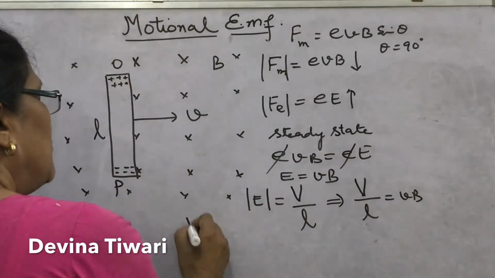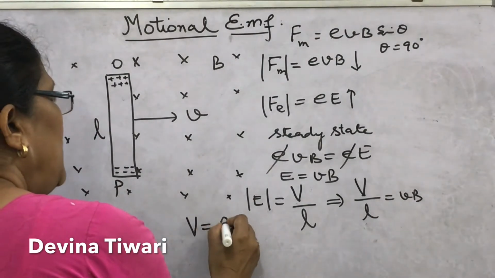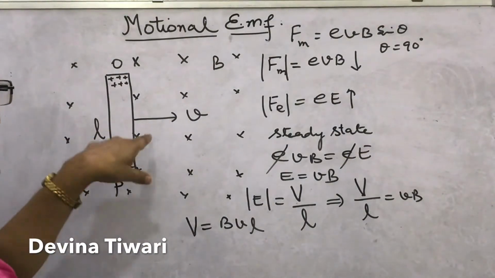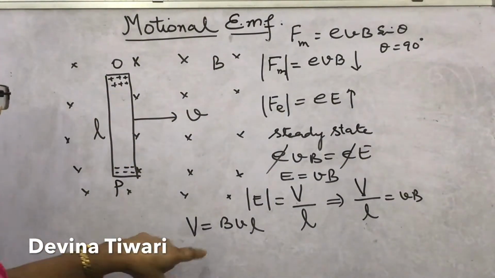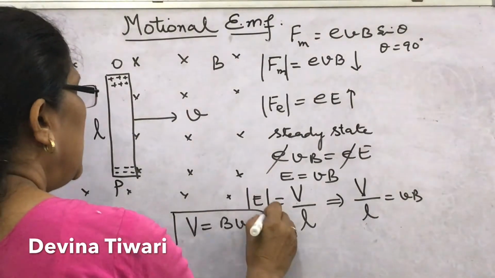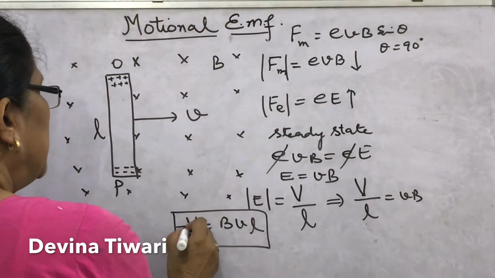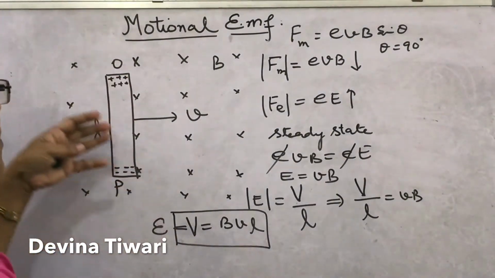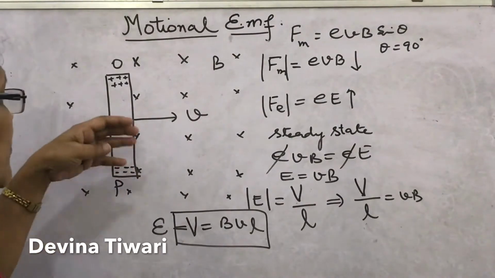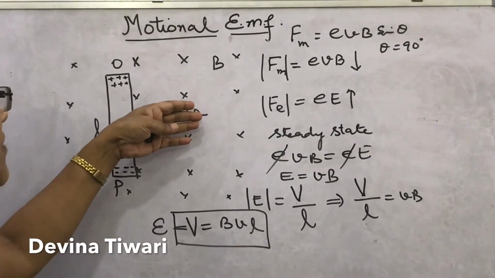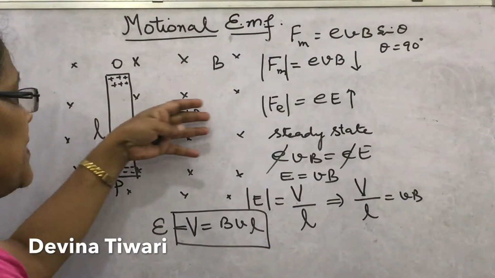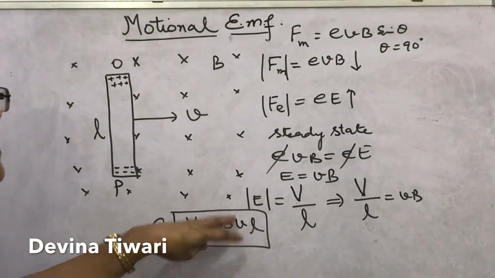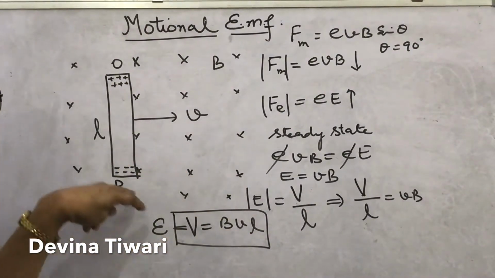So this V equals BVL. Look here, all these three, L, V and B, are perpendicular, and this is called motional EMF. It is also represented by this EMF E. So in this way, whenever the rod is moving in this direction I have shown, perpendicular to the magnetic field, maximum EMF is generated, where the velocity is V and the length of the rod is L.